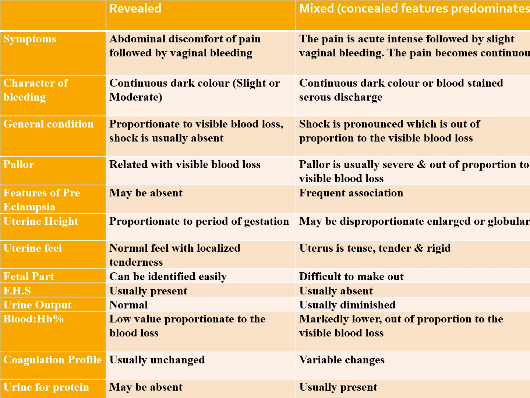Next point is uterine height. If you check the uterine height or fundal height of a patient with revealed abruptio placenta, it will be proportionate to the period of gestation. That means if the patient is 32 weeks pregnant, the uterine height will also be proportionate to 32 weeks. Whereas if you do abdominal palpation and find the uterine height in mixed and concealed type, you may find that the uterus is enlarged or feels more globular.